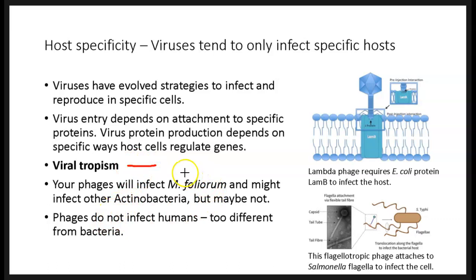Right. So the phages that you find are going to infect Microbacterium foliorum because we're going to use M. foliorum as a host in the laboratory. They might be able to infect other actinobacteria, or things that are closely related to, produce a lot of the same proteins and have a lot of the same biochemistry as M. foliorum, but they also might not. It might be that M. foliorum is so specific for the bacteria, or the bacteriophage is so specific for M. foliorum that it doesn't infect other actinobacteria. But regardless, phages don't infect humans because we, in our biochemistry and our cell structure, are way too different from bacteria.